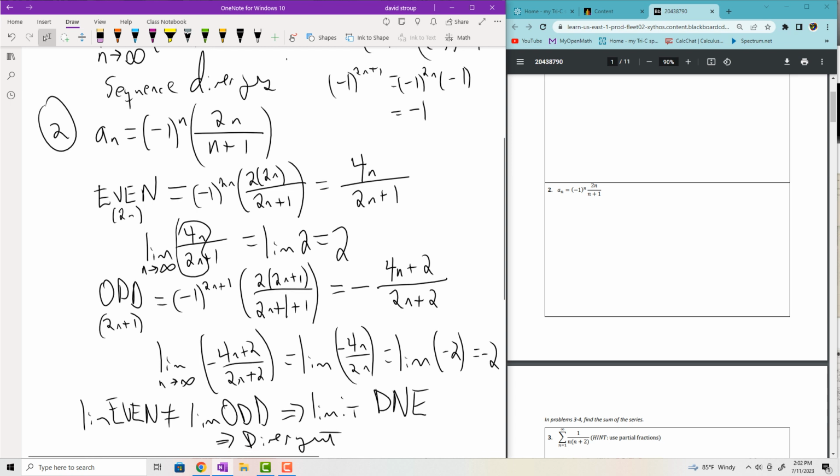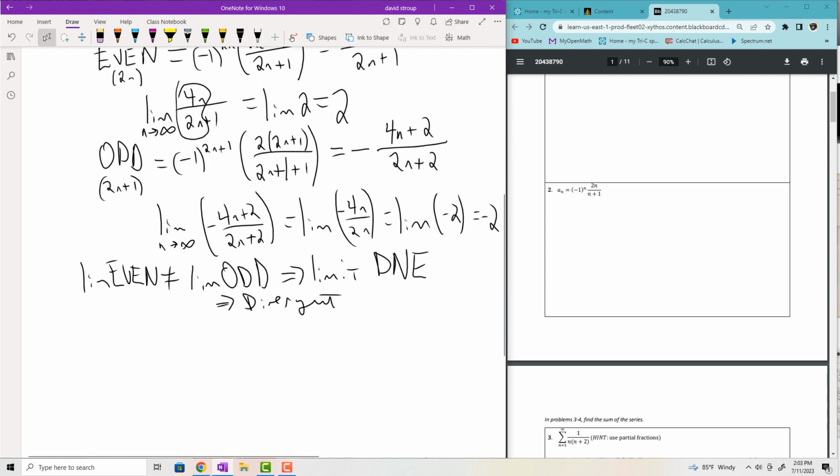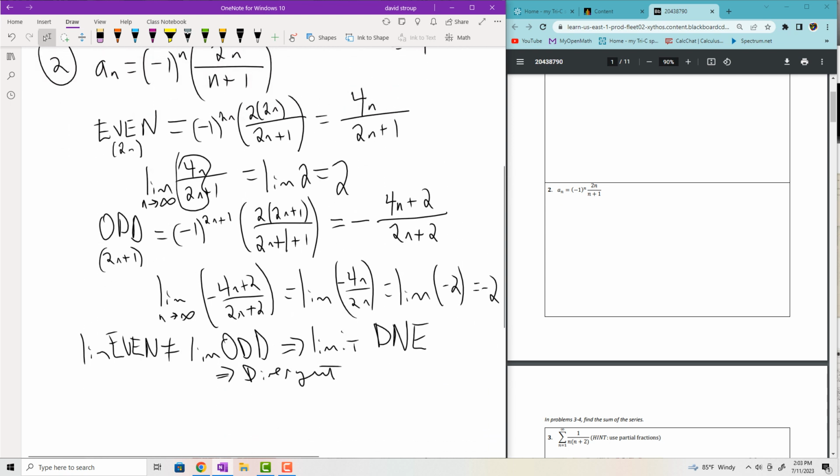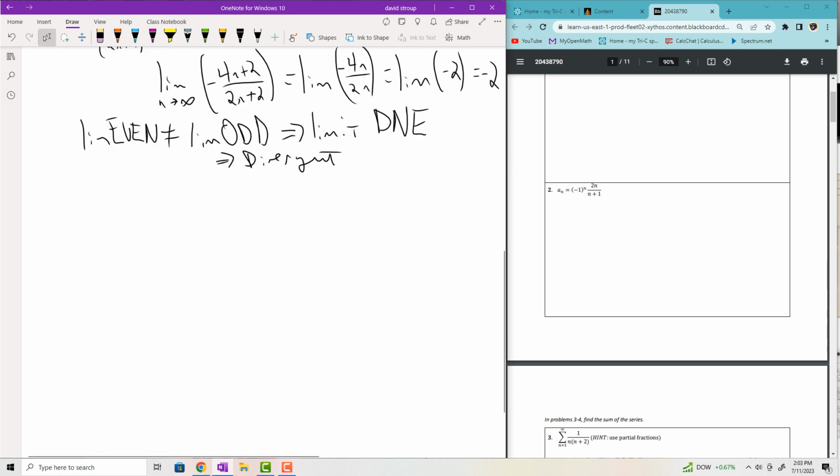I think it's not always a good game to play because it could come back and bite you, but I want to see some sort of analysis like this. Do not just write oscillation. Do not just write does not exist. If you do that, then, +1 out of 5. Okay?